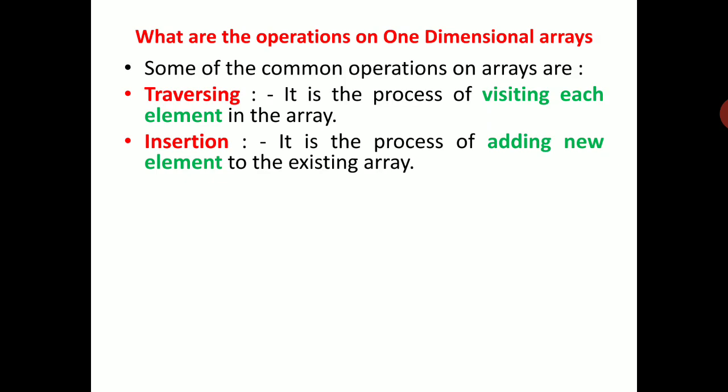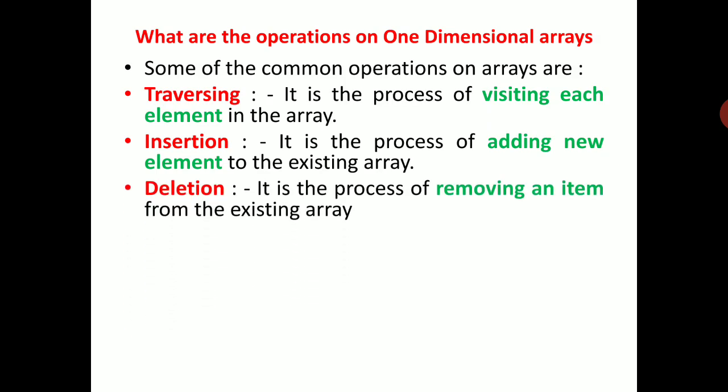Then the next one, insertion. Imagine that we have an array of 5 elements and we want to insert a new element into the array in the middle or at the end or somewhere. That process is called insertion. It is the process of adding a new element to the existing array. Similarly, deletion is the process of removing an item from the existing array. In the same way that we can add an element to the existing array, we can delete an element from the array. That process is called deletion.